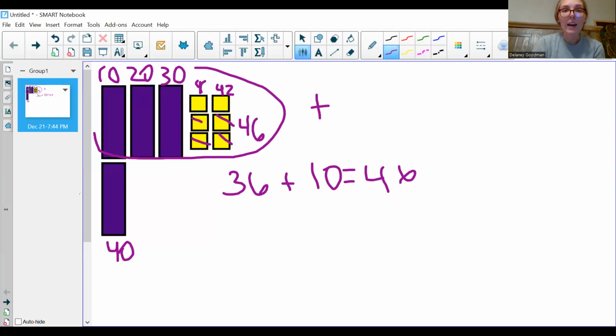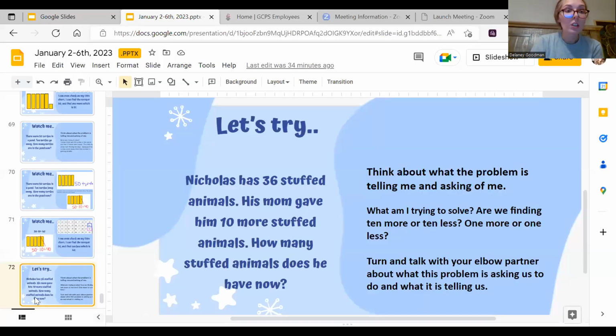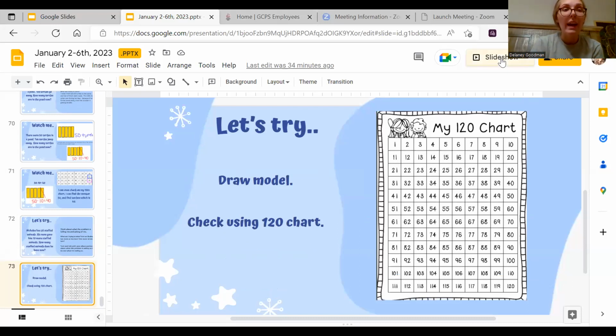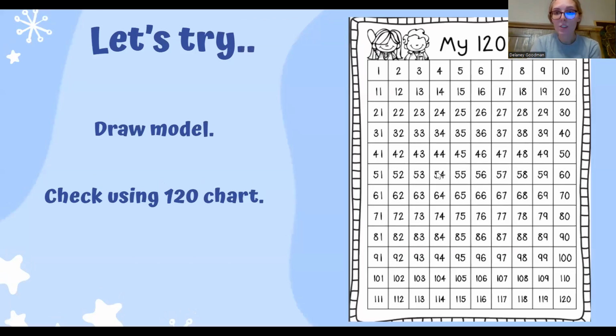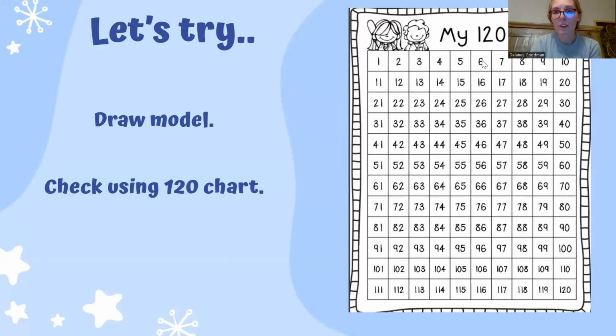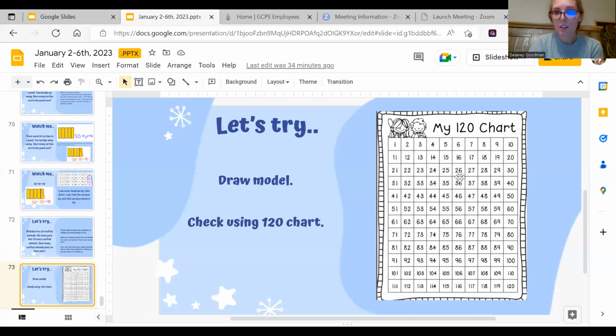So now I want you to look at the 120s chart and tell me if it's the same thing. I want you to find it. What number are we starting with? 36, right? So 36 is right here. You go down, you start here. Let me just.